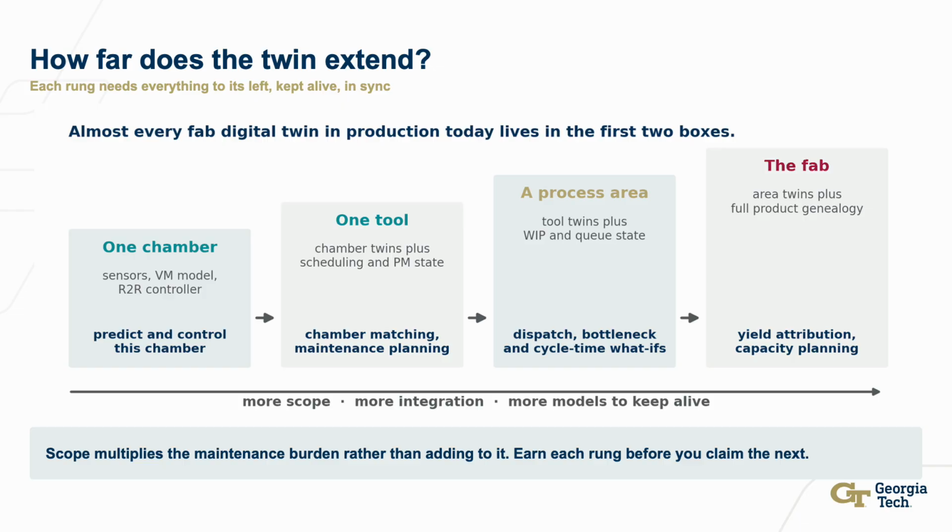Almost every fab digital twin in production today lives in the first two boxes. Equipment level. The area and fab boxes exist mostly as research programs and as slideware. Earn each rung before you claim the next, and when somebody shows you a fab twin, ask which chamber the twin underneath it was retrained most recently.